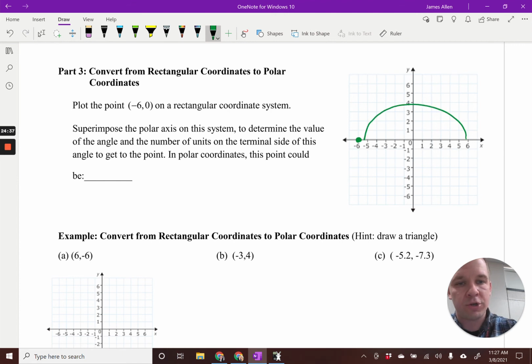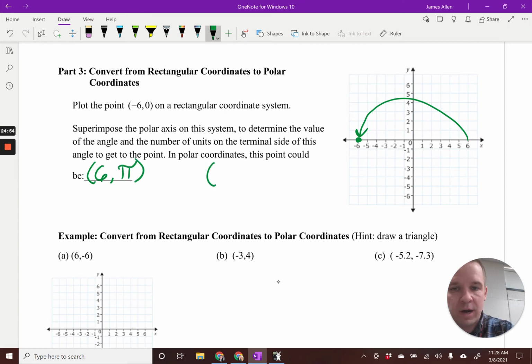Well, my rotation would be, whoosh, that would be pi, right? That's a half a rotation. And my radius would be 6. So I would have 6 comma pi.